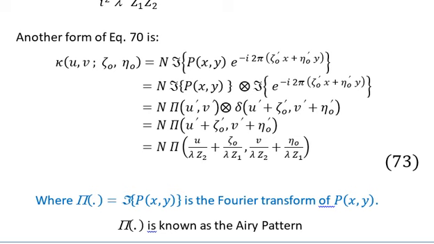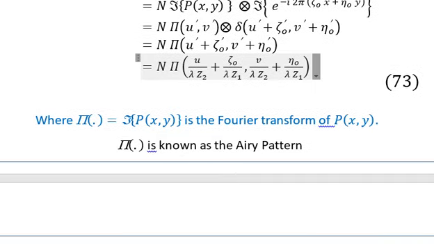If you want, you can also express them in terms of the Fourier frequencies, but here we have represented them in the space variables, and the space variables are the u and the v, which are the space variables at the output plane. And you know that zeta and eta naught is the coordinate of the point source located at the image plane. Here pi is actually the Fourier transform of p of xy. So pi is also known as the Airy pattern.